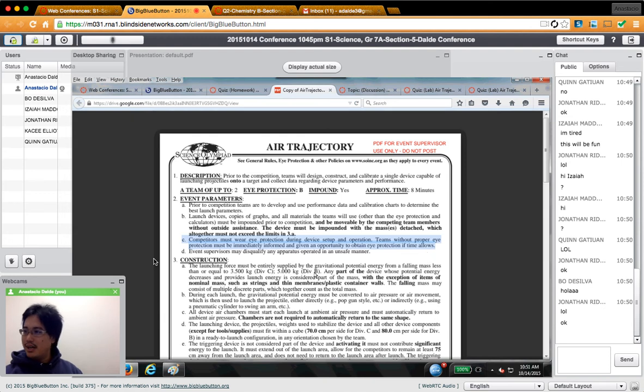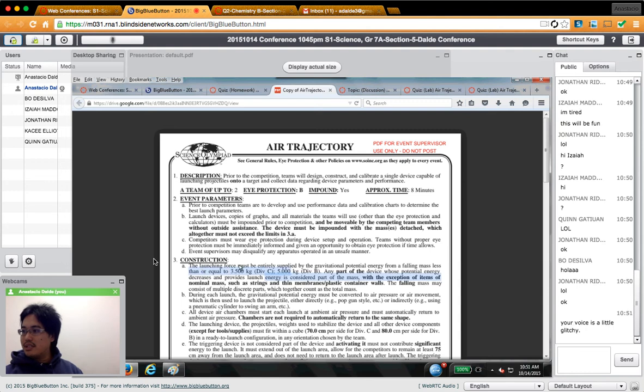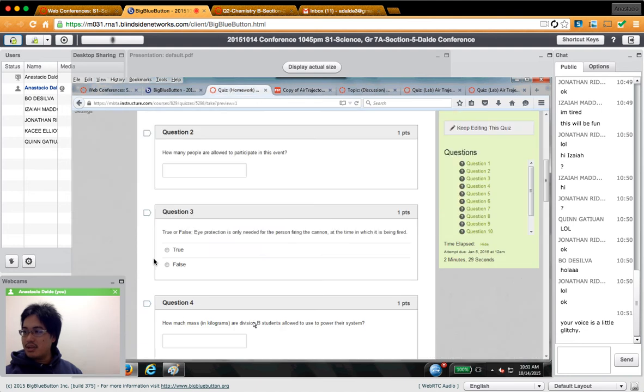All right. For Division B, the launch force must be entirely supplied by gravitational potential energy of a falling mass less than or equal to 5 kilograms. So I asked you how much mass in kilograms are Division B students allowed to use to power their system. The answer is 5. All of the answers to these questions are literally in the quiz that we just did.